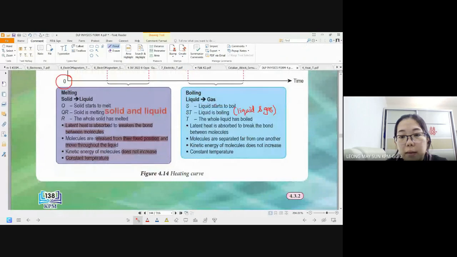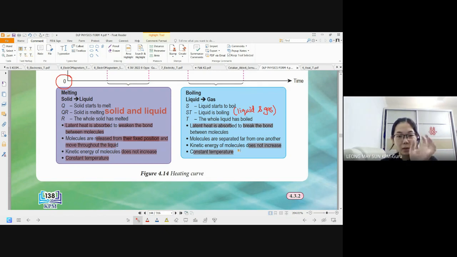At the constant temperature, latent heat is being absorbed. It is absorbed to break the bonds between the molecules. So the molecules separate far from each other, and the kinetic energy does not increase here. When the kinetic energy doesn't increase, the temperature remains constant at 100 degrees Celsius, the boiling point.